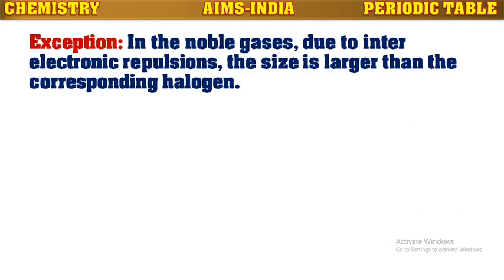But there is an exception. In the noble gases, due to interelectronic repulsions, the size is larger than the corresponding halogen. That means for noble gases there are 8 electrons in the outermost shell. Because of this maximum number of electrons, some repulsion occurs so that the size will be a little enlarged. So they will have a slightly greater size than halogens.